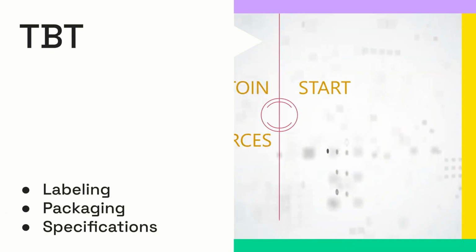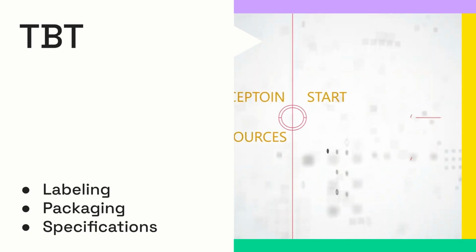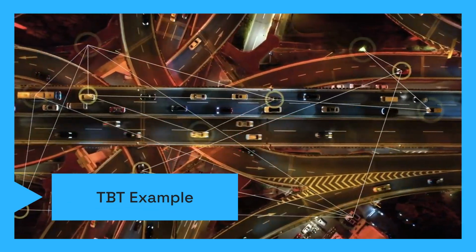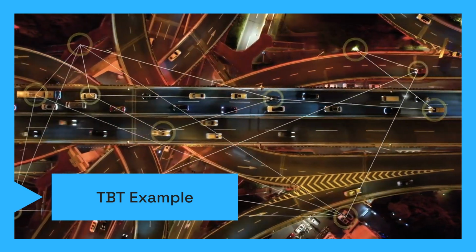Technical barriers to trade, or TBT, are regulations governing labeling, packaging, and specific product standards that goods must meet before being sold in a country. An example of a TBT is requiring imported electronics to possess specific safety certifications before they are allowed to enter the market.